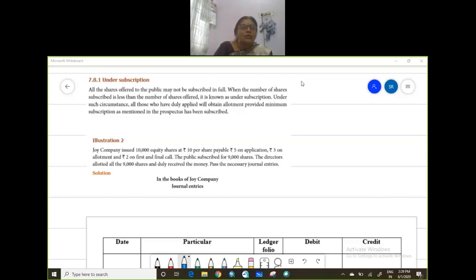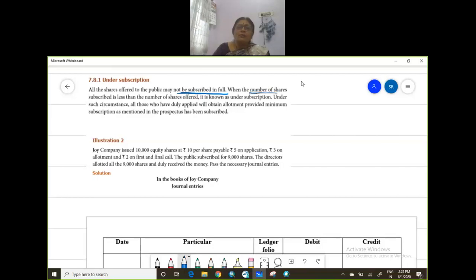See, when all the shares are offered to the public, they may not be subscribed in full. It is not necessary that it should be subscribed in full. If the company is doing very well, then there will be oversubscription. When the company is not known to many people, and if it is not showing a rise in the value of the shares, then many people may not subscribe for your shares. Then what is the accounting treatment for that?